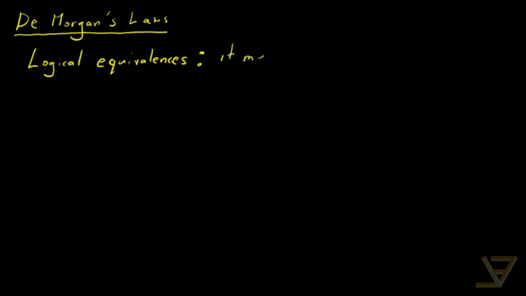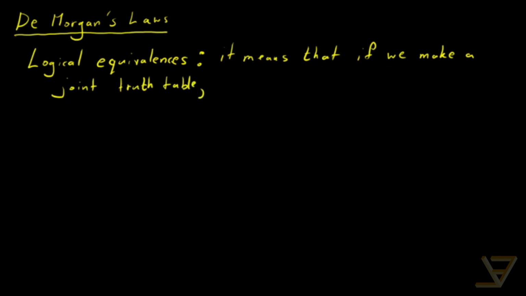It means that if we created a joint truth table, then the two columns corresponding to the two equivalent propositions will have the same column.